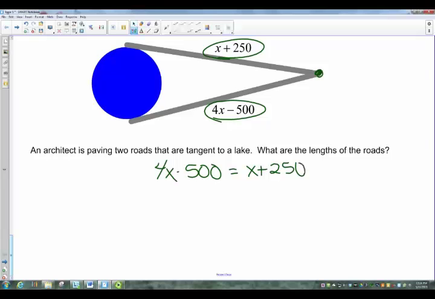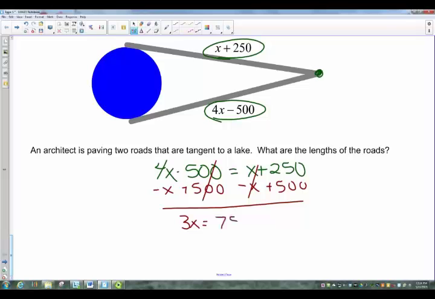Now this is something, as you have been going through these classes, you should have gotten pretty good at: solving equations. So we simplify that way. The x's cancel on the right, the 500 cancels on the left. So I've got 3x equals 750, which means that x, once I divide, x is going to be 250, and there's that.